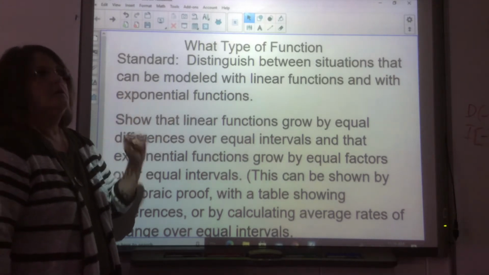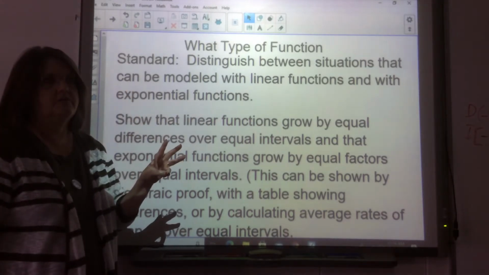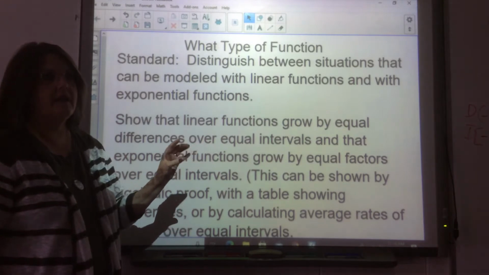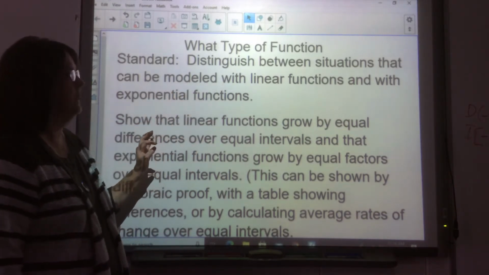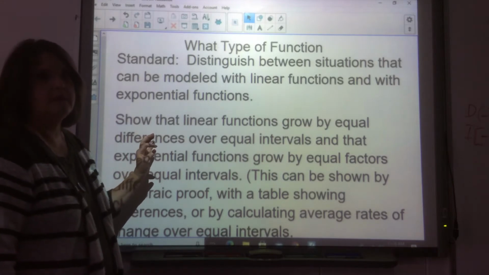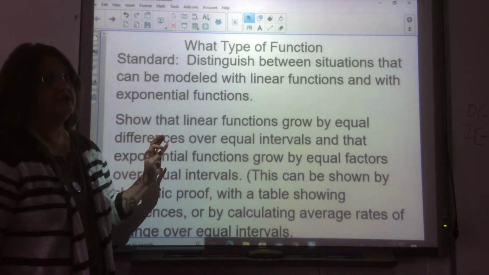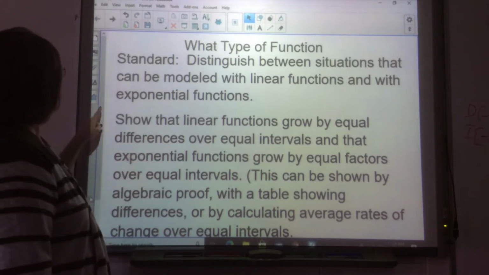Now, we have three functions. Your freshman year of math, we have linear, quadratic, and exponential, and I have no idea why the word quadratic isn't in the standard, but it ought to be, because they are going to expect you to know that, because we have all three of them.